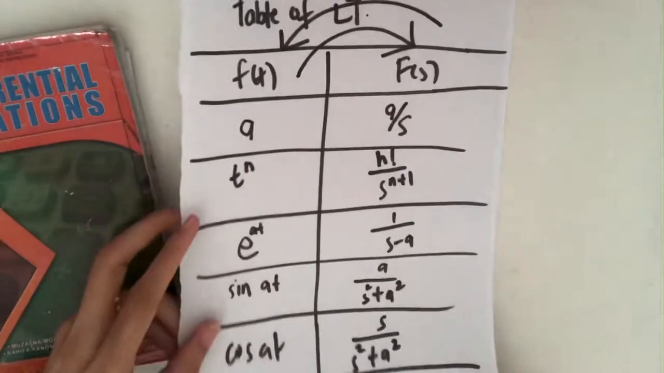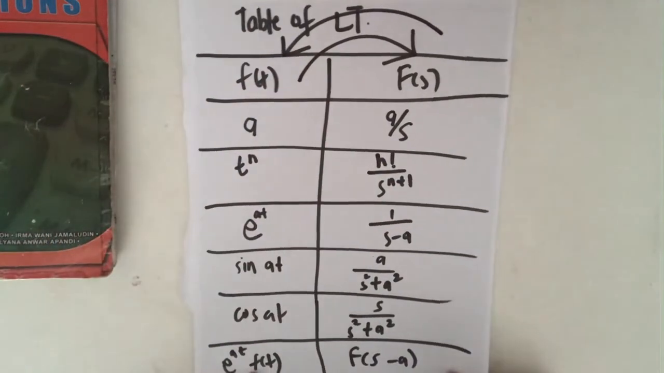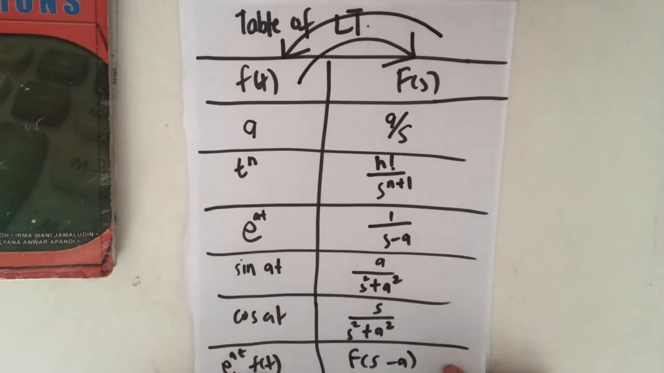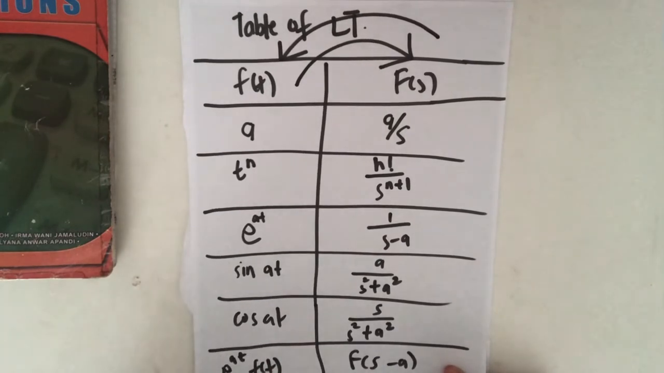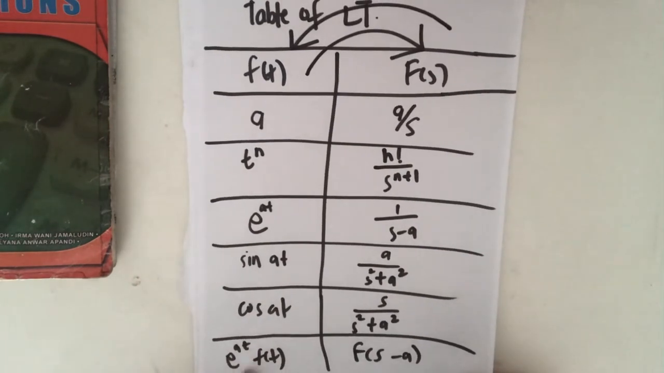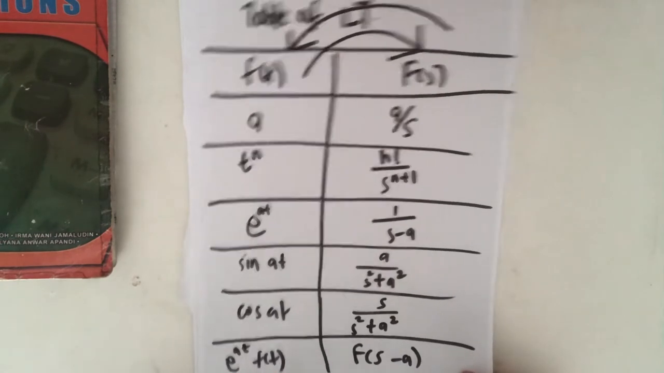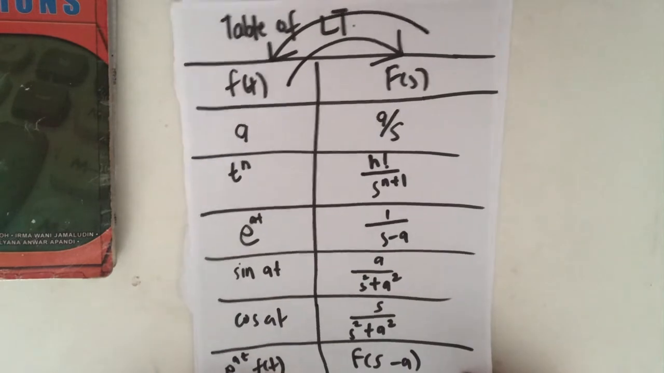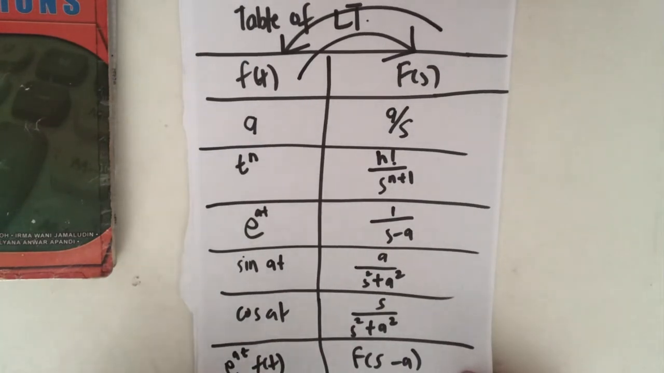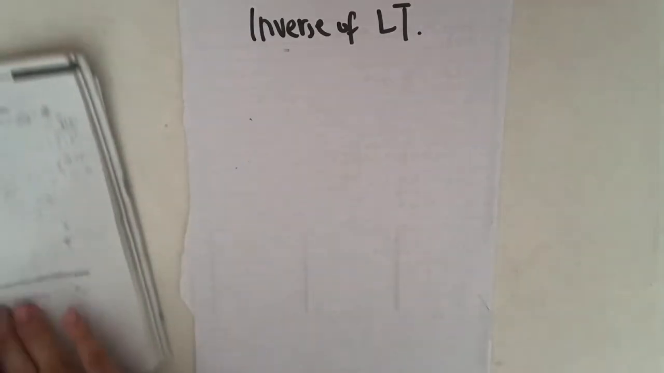This one is the basic table, but I already extended it. This is the first shifting, and then we also have the derivative. I didn't have any space to extend, but I just wrote here e^(at), because I think this is the common one that questions usually ask for inverse. And of course we also have the unit step function and so on. Alright, so for inverse, I give you an example.